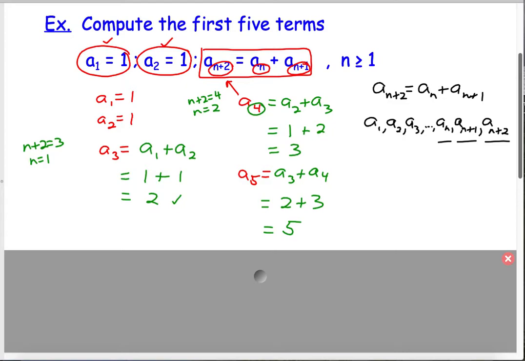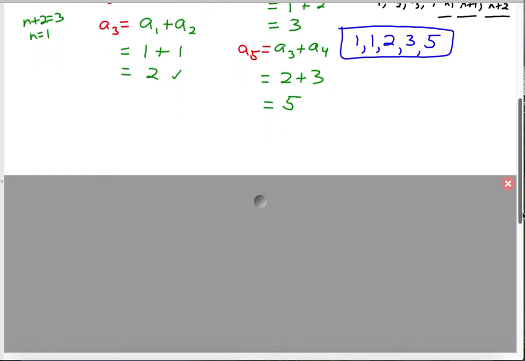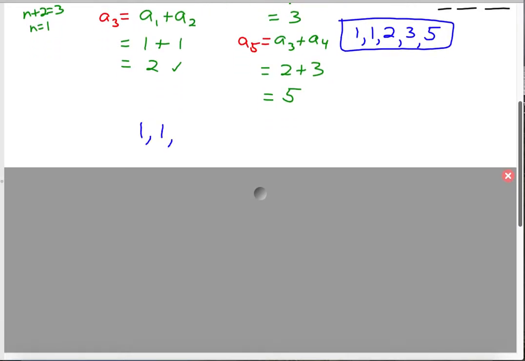So I probably wouldn't have done all this work that I showed you in red and green. I just would have started with the first term is 1, the second term is 1, the next one is adding those 2 together, the next one is adding 2 plus 1, the 2 before it, then I add the 2 before the next one, 2 plus 3 is 5, and so on. And if I keep going, 1 plus 1 is 2, 1 plus 2 is 3, 2 plus 3 is 5, 3 plus 5 is 8, 5 plus 8 is 13, 8 plus 13 is 21, 13 plus 21 is 34.